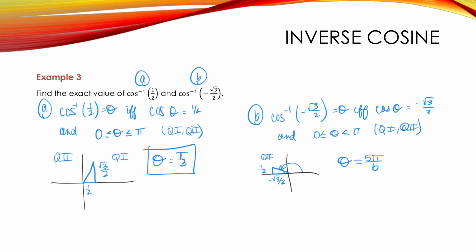Yes, there could also be another angle in quadrant 3 that also has a cosine that is a negative √3/2, but again, it's in the wrong quadrant. So we have to bear in mind what values of theta are allowable for each kind of inverse function.